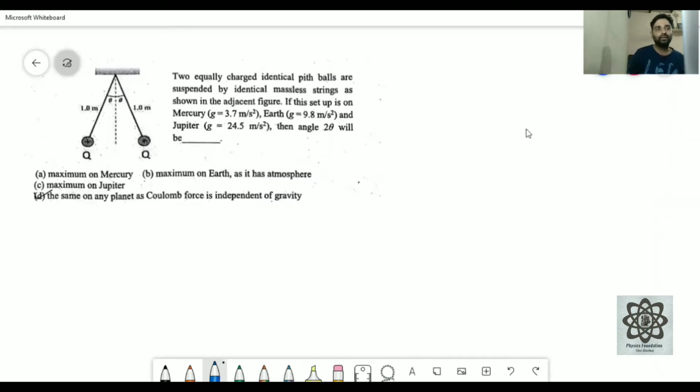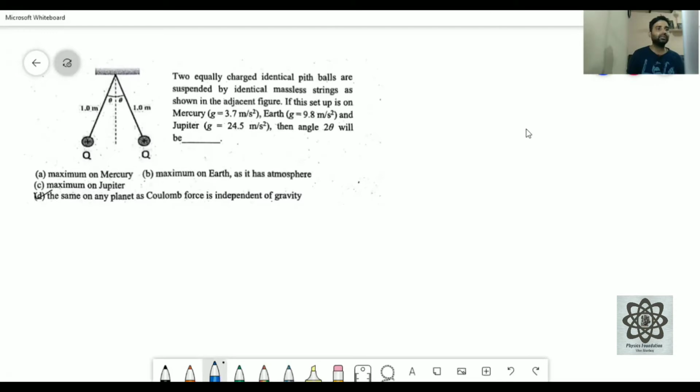So today we will discuss a problem again from the NSEJS Olympiad from 2018. What is written here is that there are two positive charges connected with strings. These strings are massless, and they are taken from one planet to another, from Mercury to Earth and Jupiter, so they are taken to three planets, and we need to find out how this angle is changed.